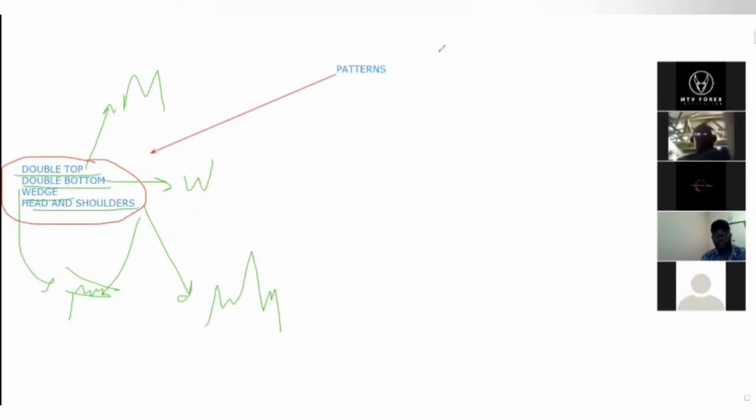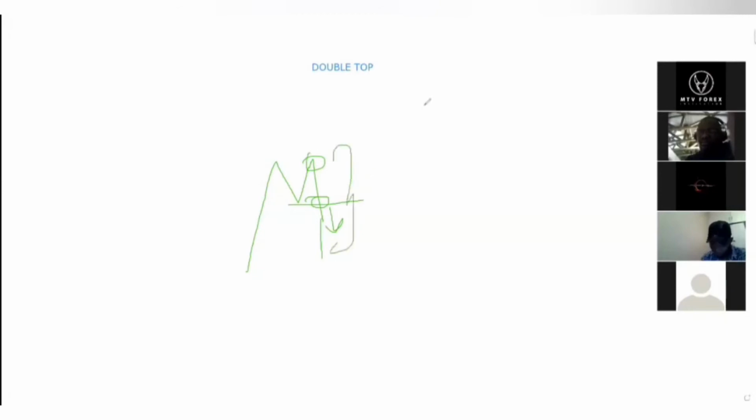So yeah, let's get into this, guys. Let's start with the double top. So you'll hear your mentors telling you that, okay, we have a double top. I'm expecting you guys to enter here. Your second entry point will be here, and then you enter again. Guys, this is bad.